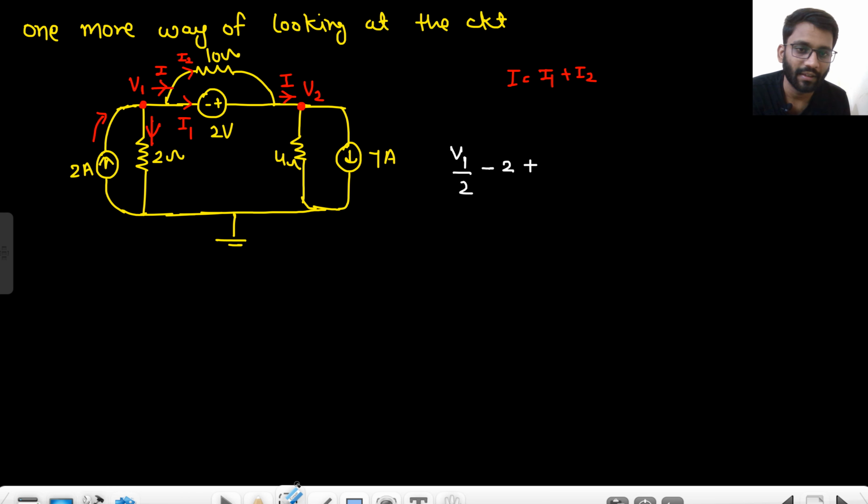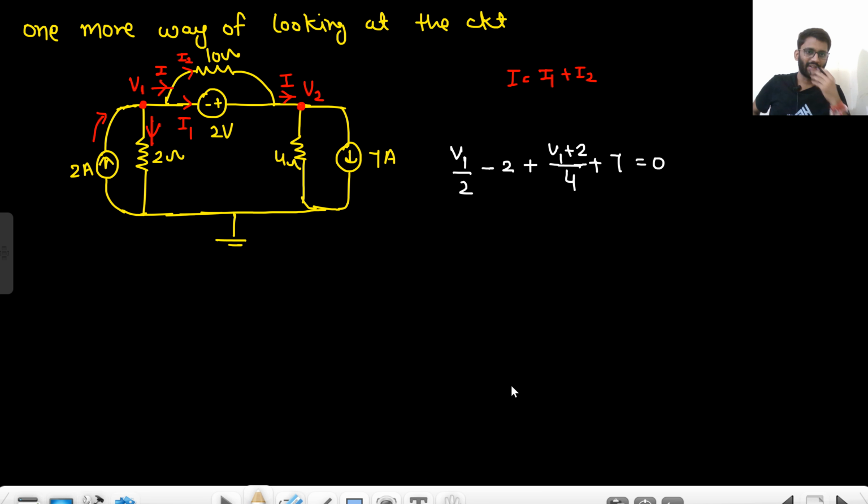Now what is the value of I1? This I1 current is getting divided into two parts, again into these two parts, right? So the value of I1 is V2 by 4 plus 7 equals to 0. Now what is the value of V2 in terms of V1? That is V1 plus 2. So this is also a way of looking at it. Are you getting this point?